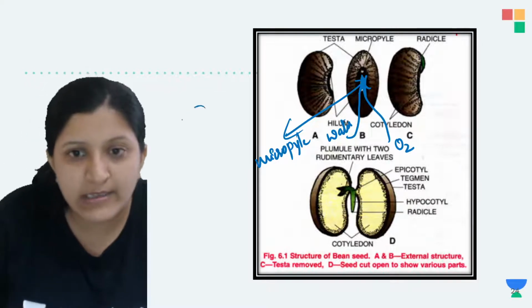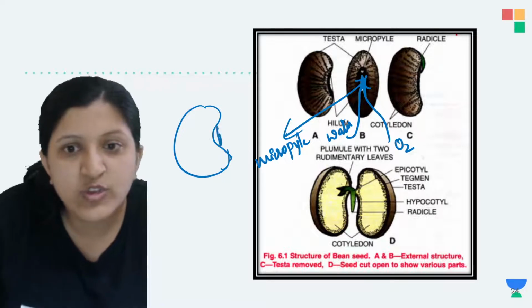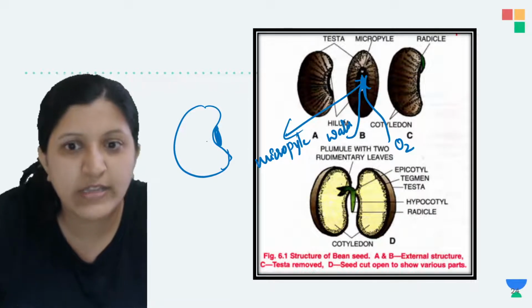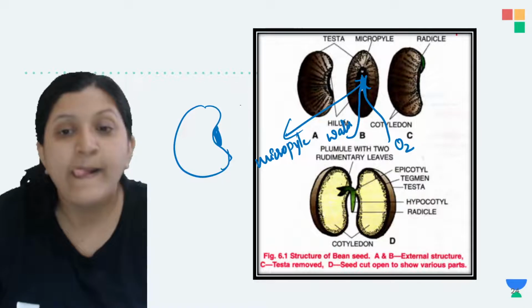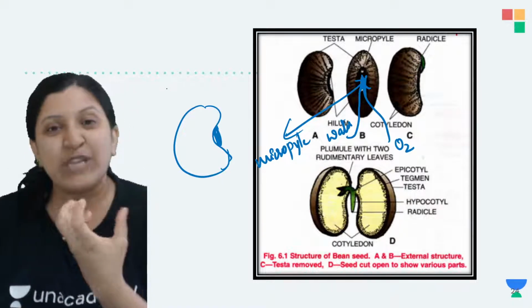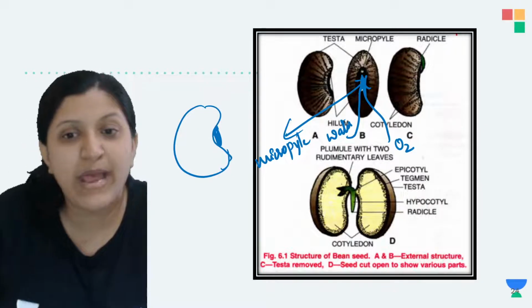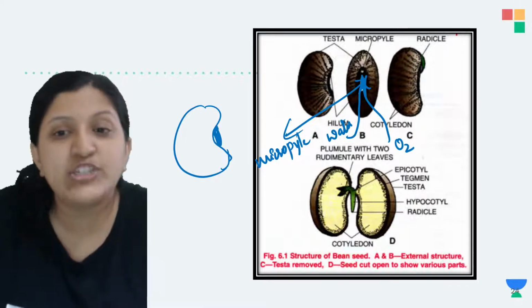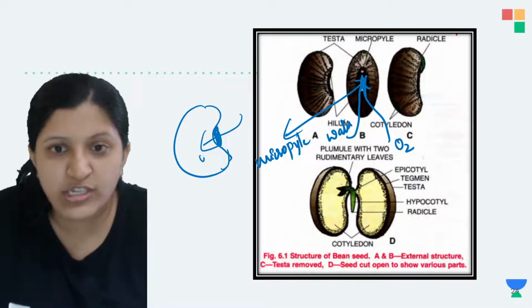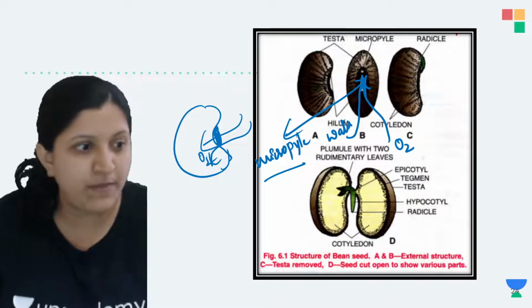Now I'm putting this seed into the soil. There is a pore over here, that is a small opening. Now this seed is going to germinate and give rise to a plant. How exactly does this give rise to a plant? Because for respiration it requires oxygen. So oxygen is taken through the micropyle. Water is also taken through the micropyle.